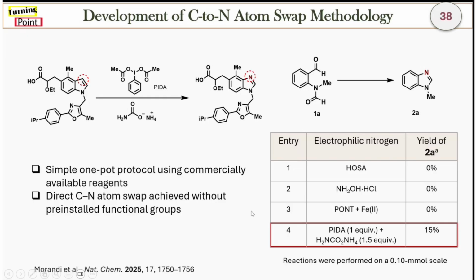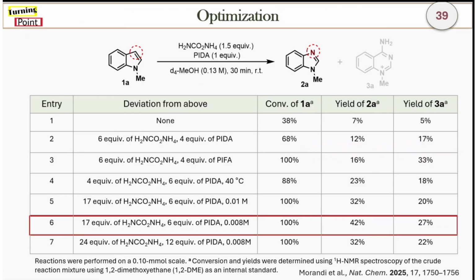So after that, they started optimizing their reaction conditions. In this case, what they found is that when they used an excess amount of ammonium carbamate and PIDA, they got 100% conversion, but still they got only 42% of their desired product; the rest is side product. But when they further increased the amount, it gave more side product.